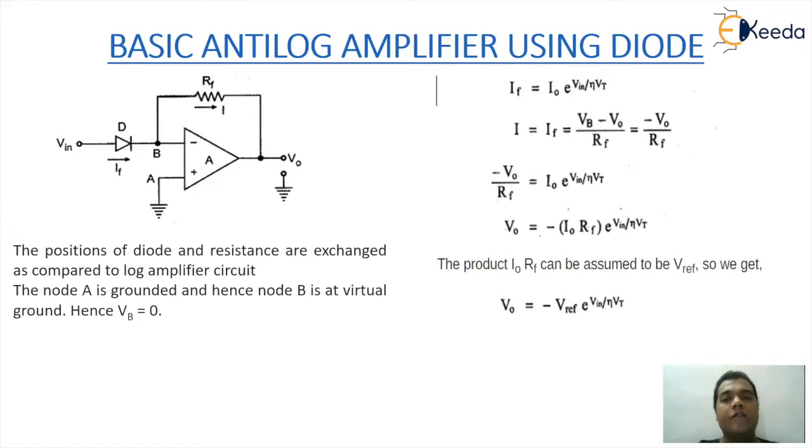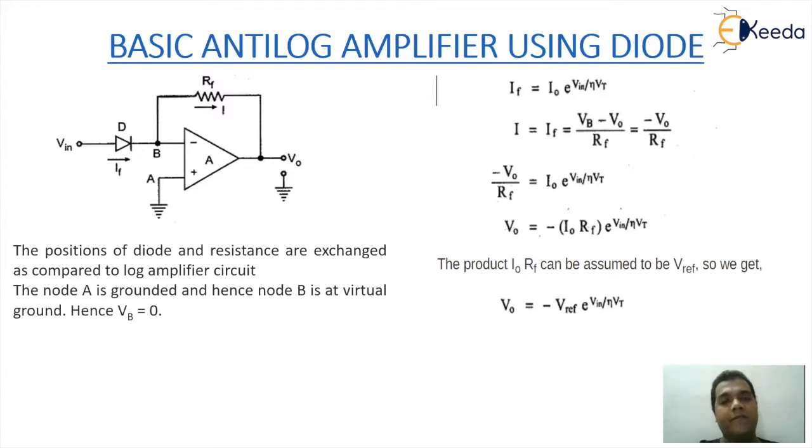And that's the reason when you see the equation of IF, the value of IF will become equal to I naught e raised to Vf by nu Vt. Now you can define the value of IF same as I, because the current flowing on the input path is the current flowing on the feedback path. So now I can define I is equal to IF, that will be VB minus VO by RF. VB is 0 as discussed. So the value of I is going to be equal to IF, and the value is going to be minus of VO by RF.